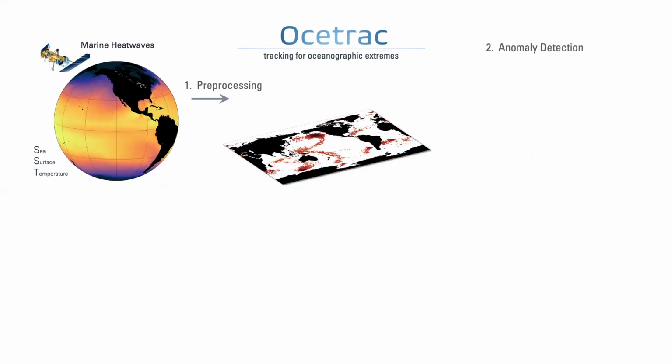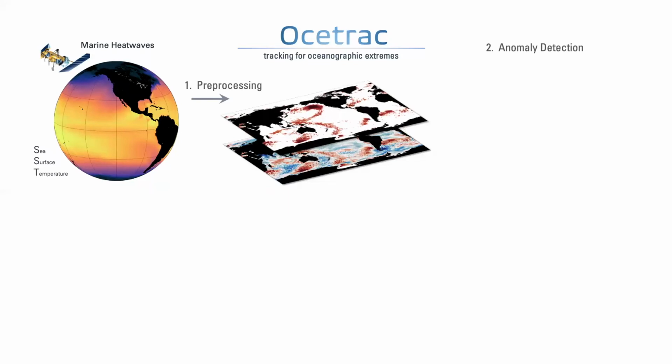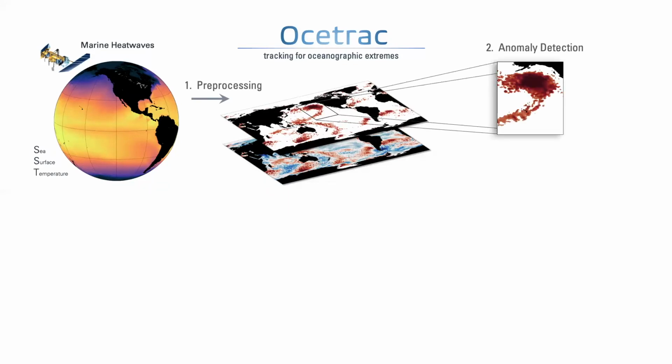The next part of Oceanography is the anomaly detection. Once we have those marine heat wave anomalies, we want to find the outlines of these events so that we can track them. So we're going to walk through an example here in the Northeast Pacific.